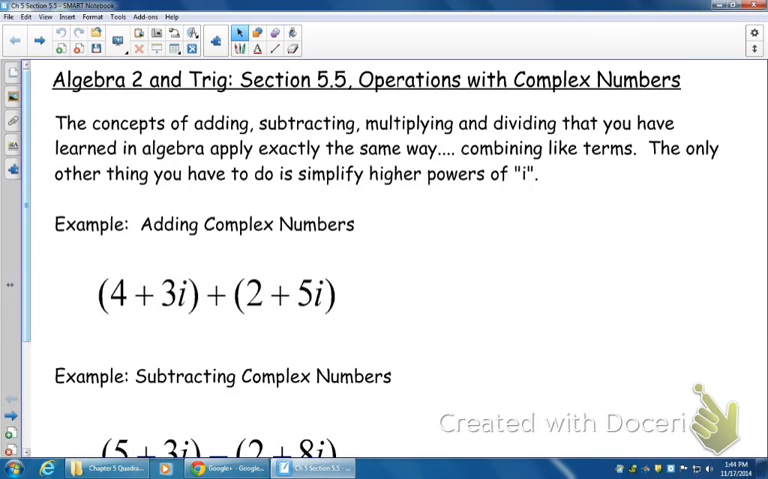The next section that we're going to cover is operations with complex numbers. So adding, subtracting, multiplying, and dividing. Adding is pretty simple, combining like terms.